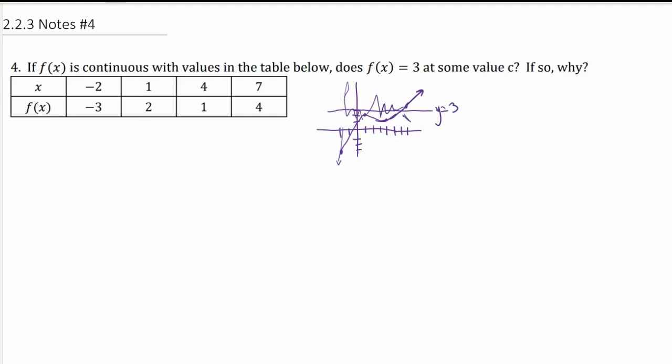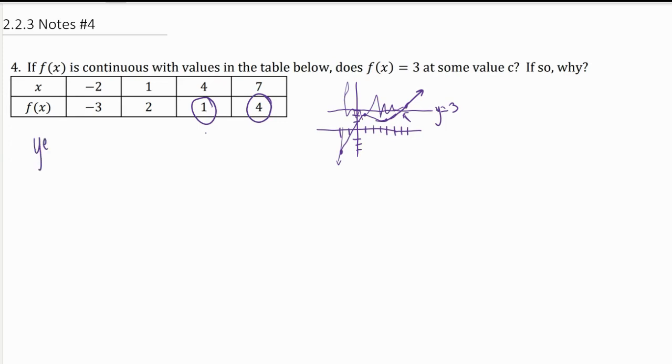And it has to cross it once about here. And I can't say for sure where that happens. I can't say it happens at x equals 6 or x equals 5. But I know because I have a y value of 1 here and a y value of 4 here, that all the values between 1 and 4 must be crossed because f of x is continuous. And that is called the intermediate value theorem.